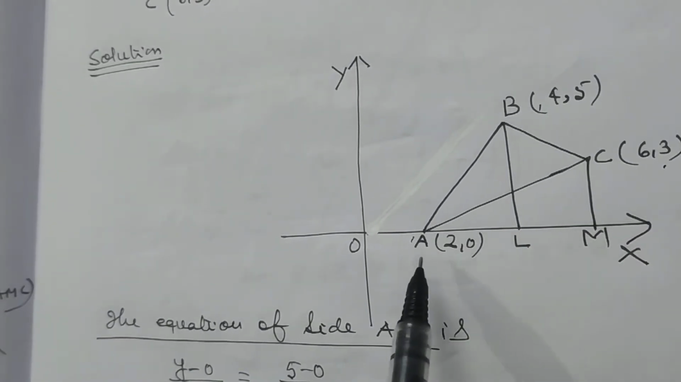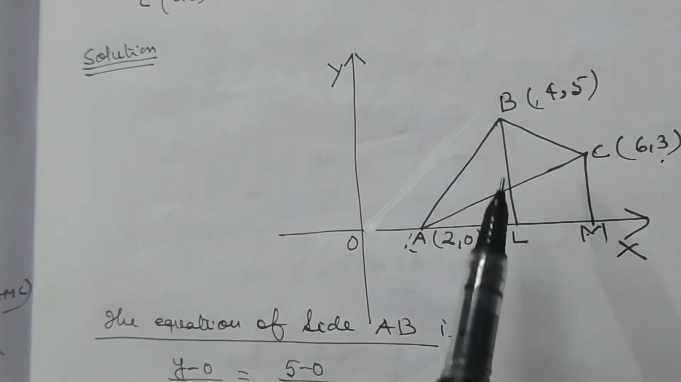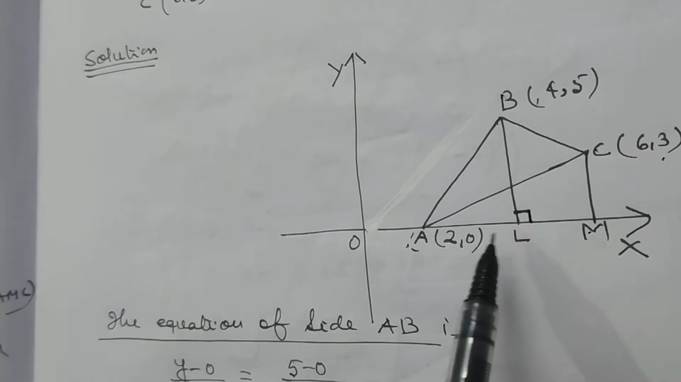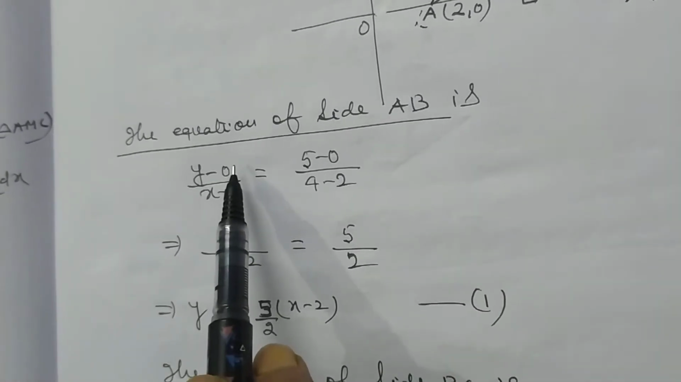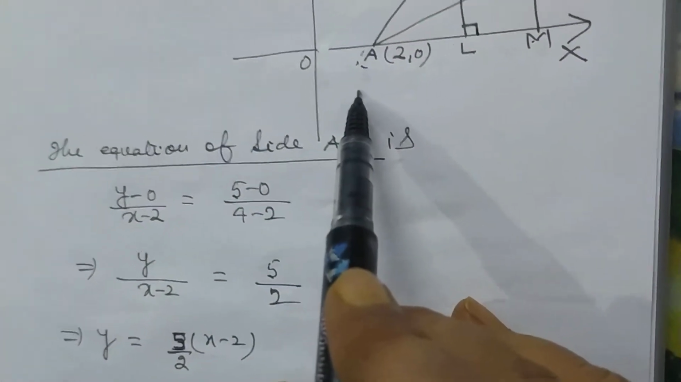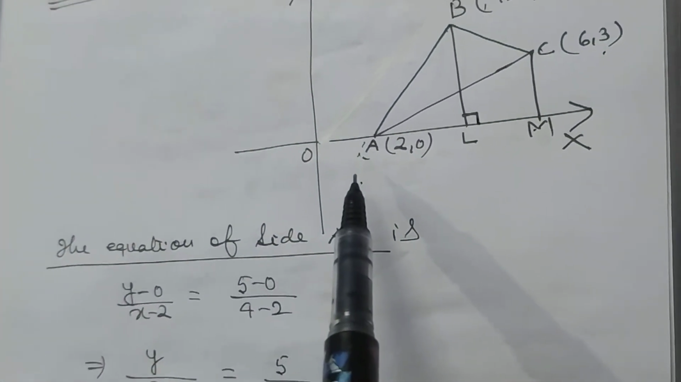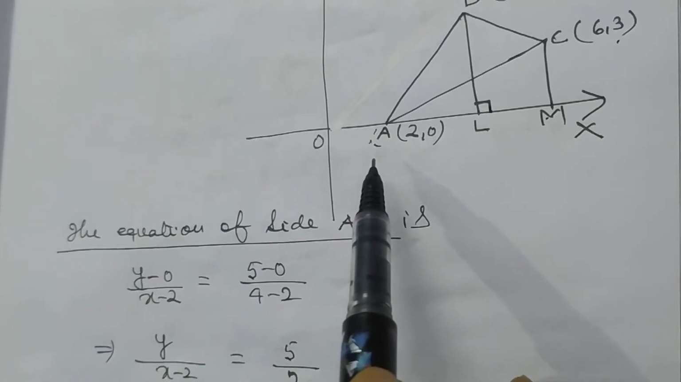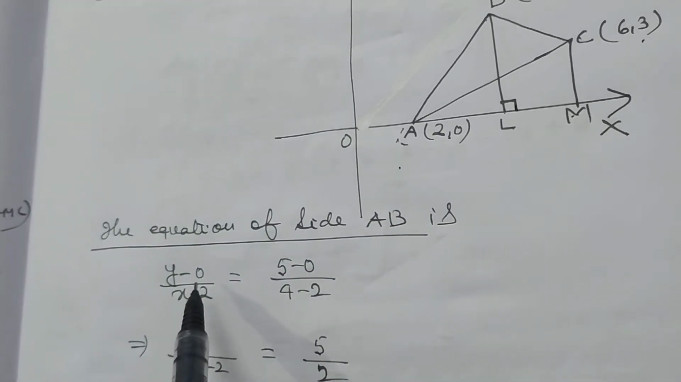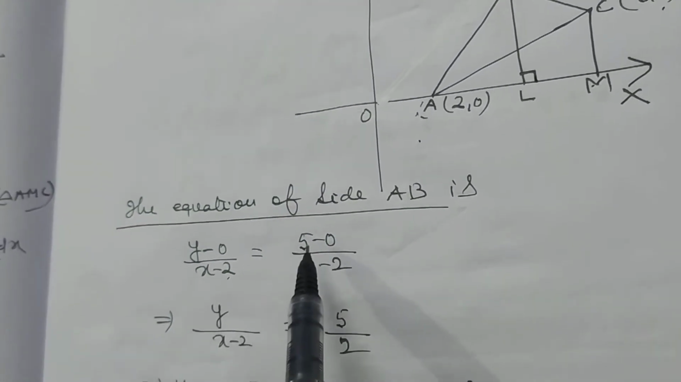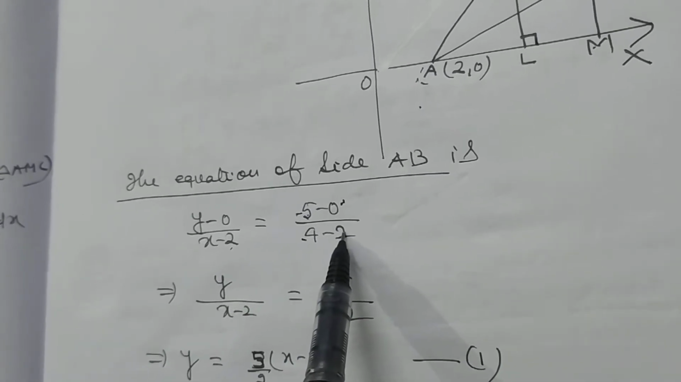You have to find the area of AMCBA. We draw a perpendicular from B to the x-axis. So the equation of side AB, we will find the equation by applying the formula (y2 minus y1) by (x2 minus x1) is equal to (y minus y1) by (x minus x1).